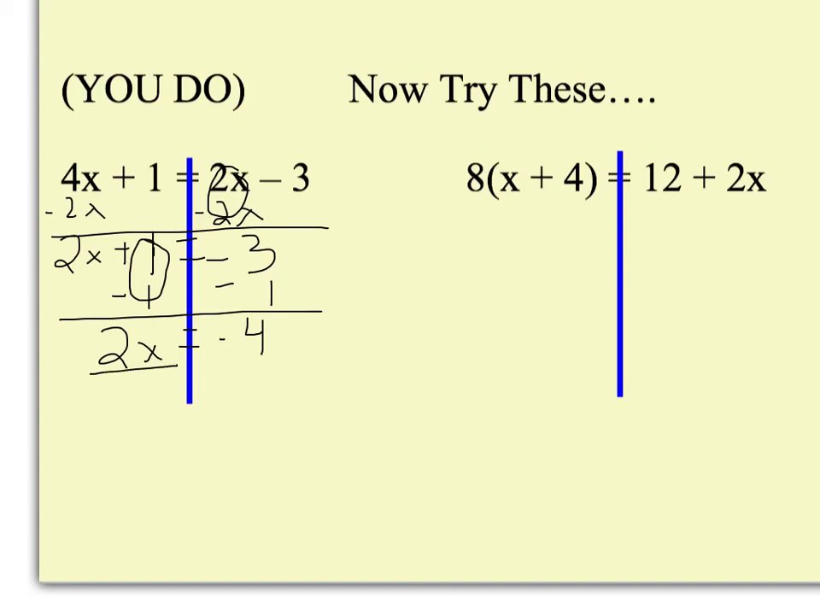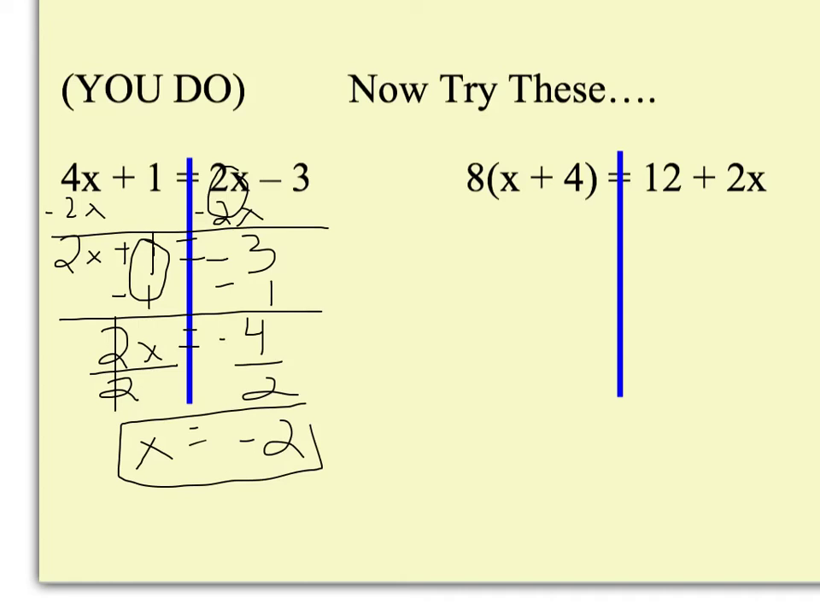And then I'm going to do the opposite of multiply here. I'm going to divide both sides by 2. 2 divided by 2 is going to give me the 1x, which is equal to negative 4 divided by 2, which is negative 2. Okay, and the next one.